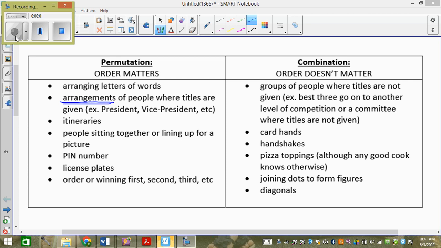Arrangements, I'm going to write down here. If you're arranging anything, you're giving it an order. So if you're arranging people in a picture and you put the tallest person in the middle, it's a permutation. You just gave it order.